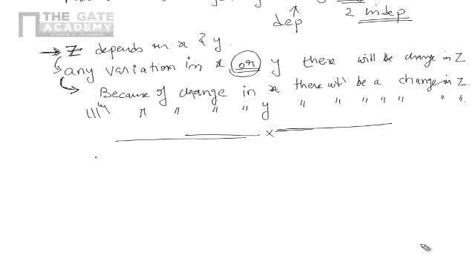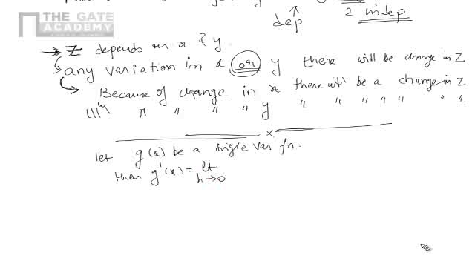Let g of x be a single variable function. Then what is g dash of x? This is nothing but, as we have seen from class 1, limit h tends to 0 of g of x plus h minus g of x by h. Correct? This is what we have been seeing.